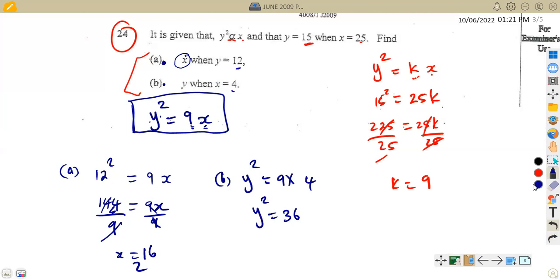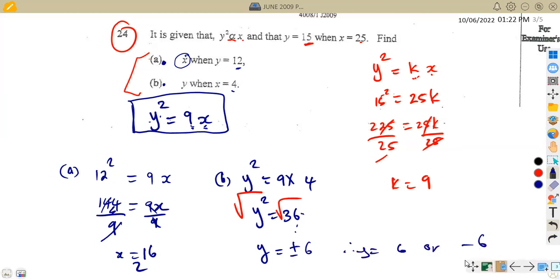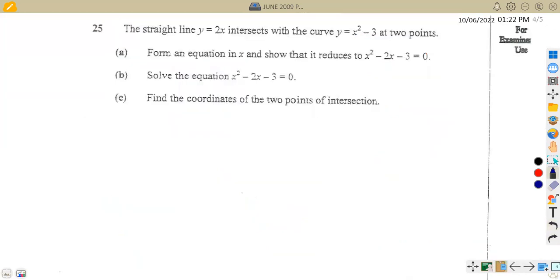So how are we going to find the value of y? Just introduce the square root on both sides. The moment you introduce the square root, we've got the square root of 36, which is plus or minus 6. So your y can be equal to 6 or it can be minus 6. So there were two possible answers, a plus or a minus. That was the condition of the question. So please understand how to simplify these equations.